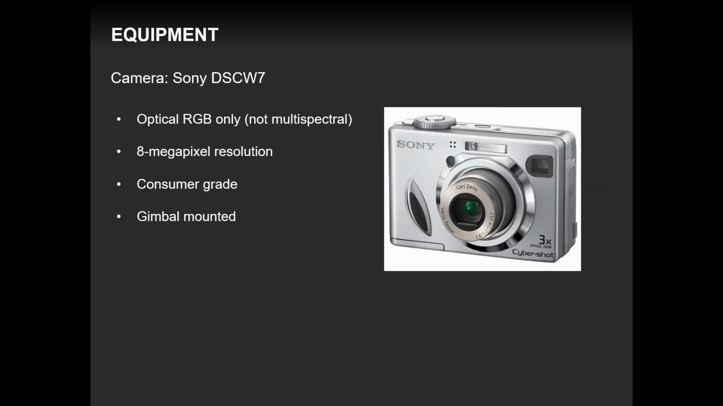Interestingly, the camera was actually a pretty simple Sony optical RGB 8 megapixel consumer grade camera. The funny part is, here in 2019, I can't even find this thing on Amazon anymore. I don't know that they make it, but it's a pretty simple camera. And so they had this mounted on a gimbal. It's what was utilized to capture the RGB imagery.